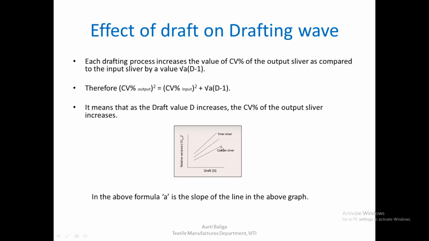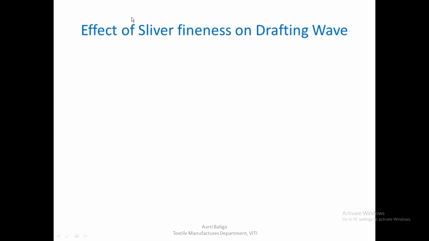No doubt both of them move in the same direction. That means as the draft increases, the variance or the drafting wave effect will increase, or the irregularity will increase. But when you compare these two, what you see is the effect is more for a finer sliver. That means when you use a finer sliver as the input, the variance or the irregularity is increasing. So this is exactly what has been explained in the next topic of discussion, the effect of sliver fineness on the drafting wave.